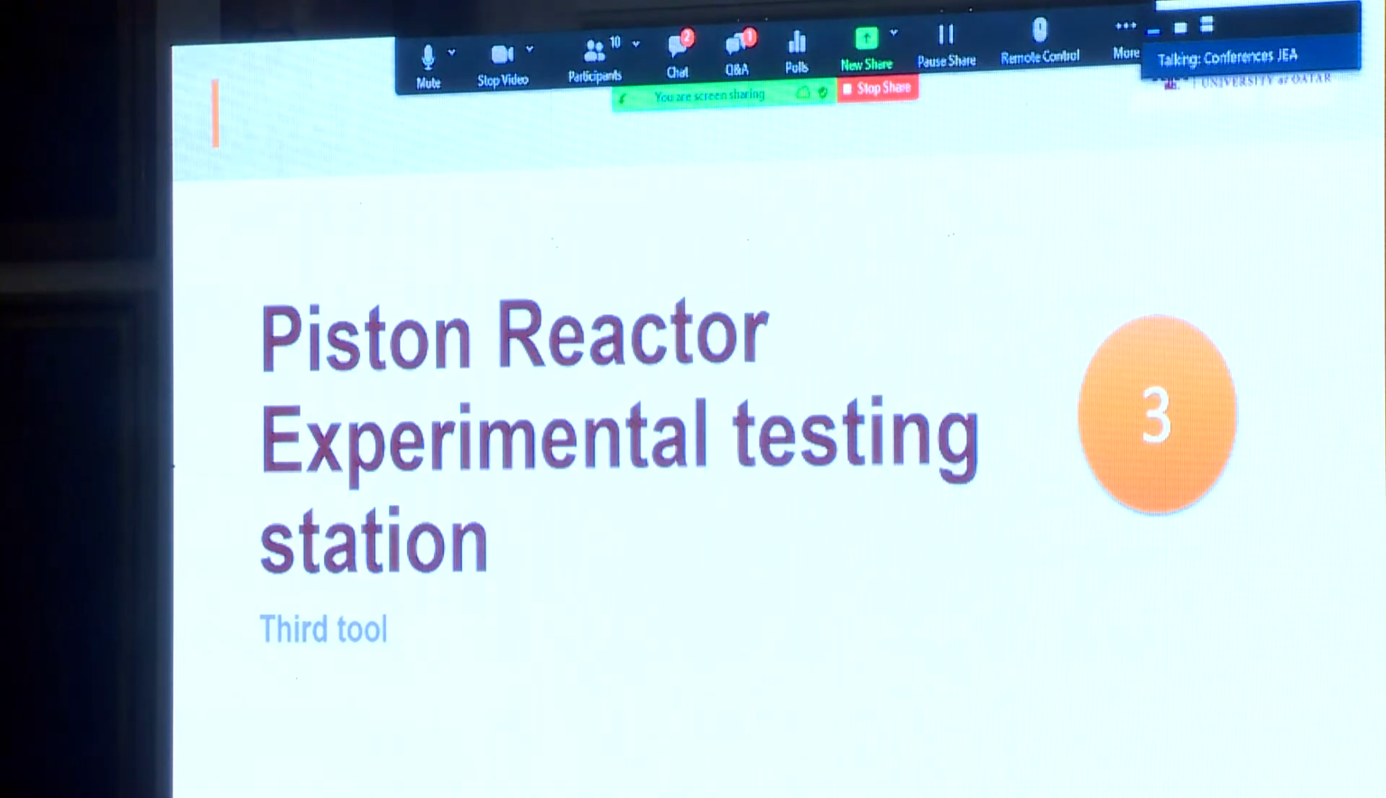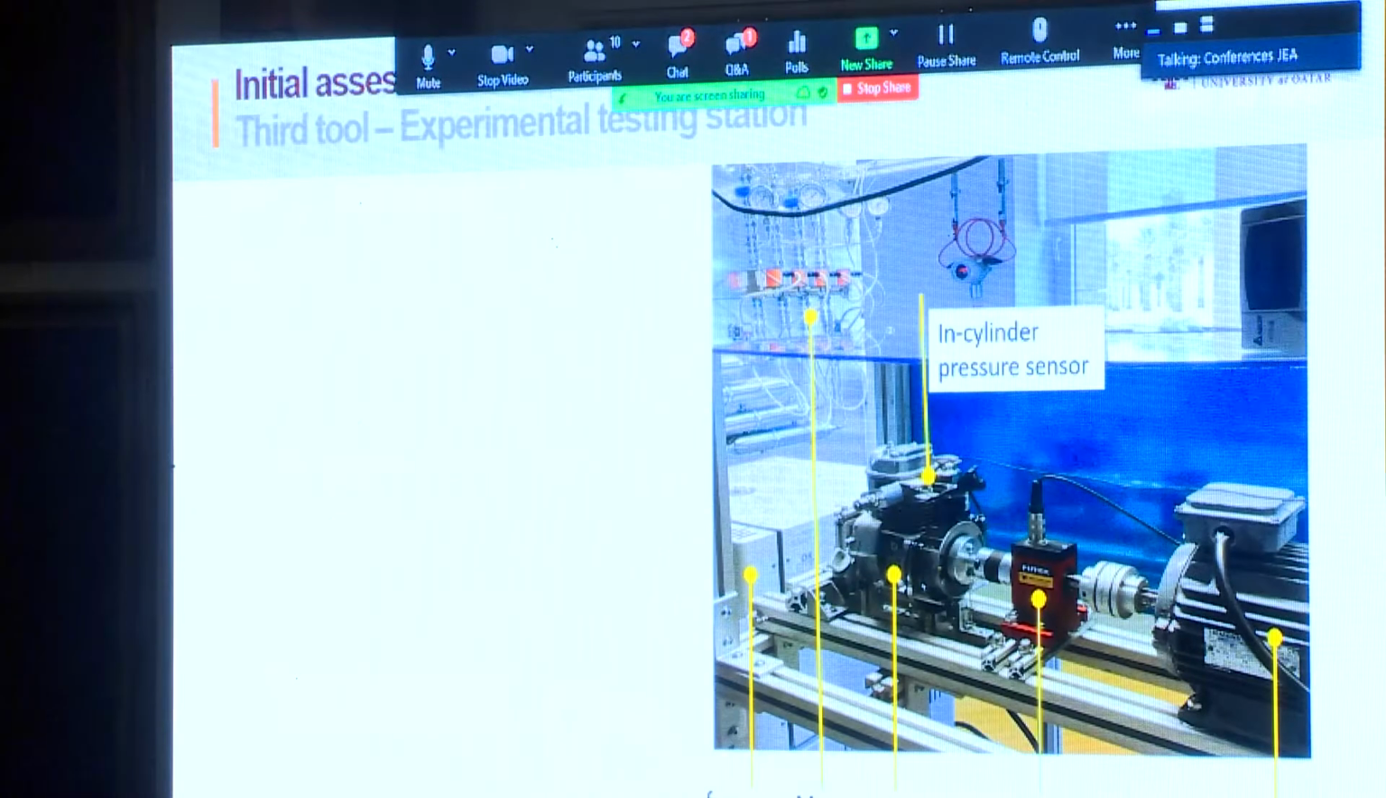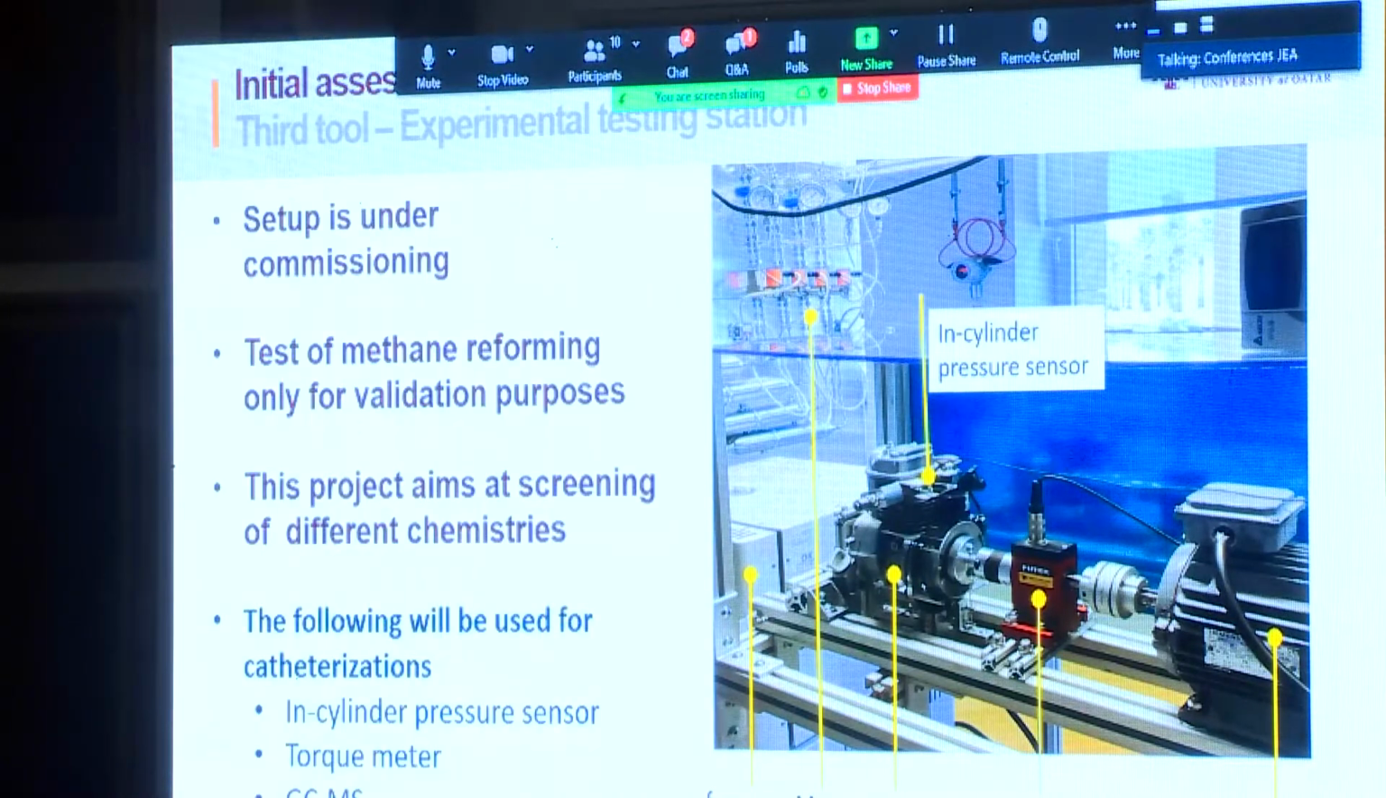The last thing, and I'm finishing quickly, is we developed a testing station. So how does it look like? We have an electric motor, a torque meter, a piston reactor, which is simply an engine we just bought and connected, and we have an in-cylinder pressure sensor, mass flow meter, and furnace. So basically, the setup is still under construction. We will try to do different chemistry, and we will analyze the in-cylinder pressure, because that's the only information you obtain about what happens inside the piston.